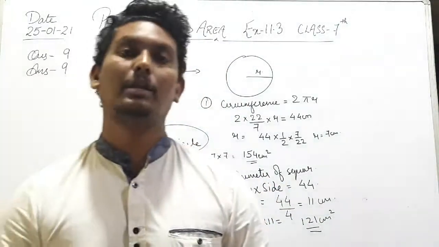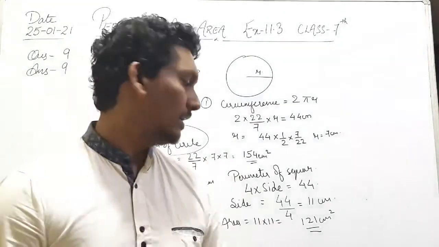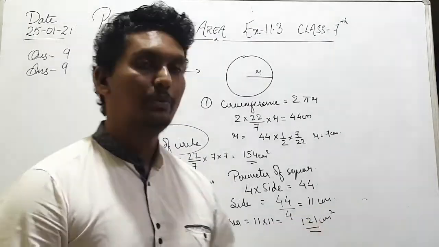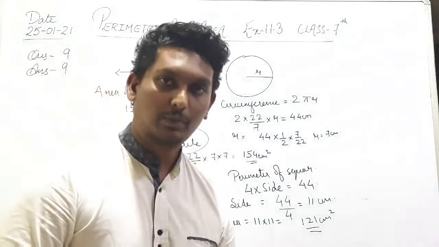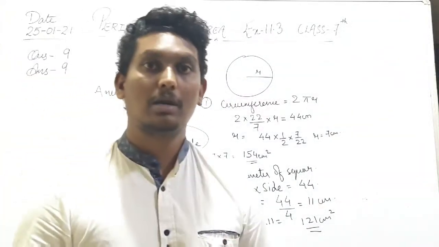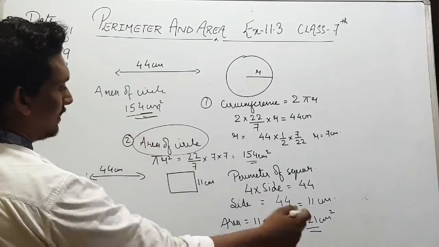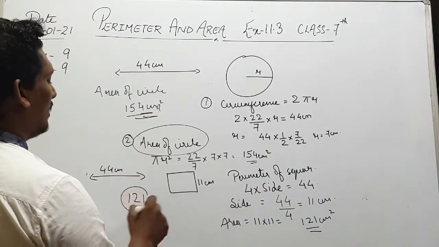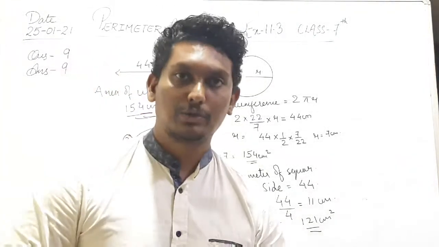Now the next part is area of square, that is side into side, that we have to put it here. 11 into 11, that is 121 centimeter square. So which shape encloses more area? That was the question. Circle or square? So circle is 154 and the square is 121. So circle encloses more area as compared to square.